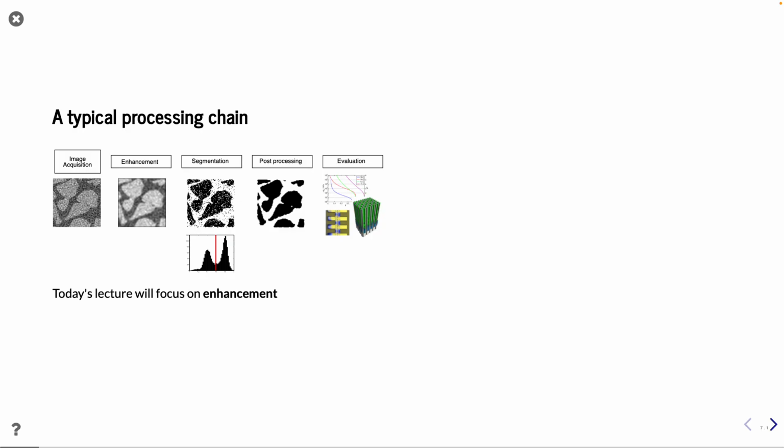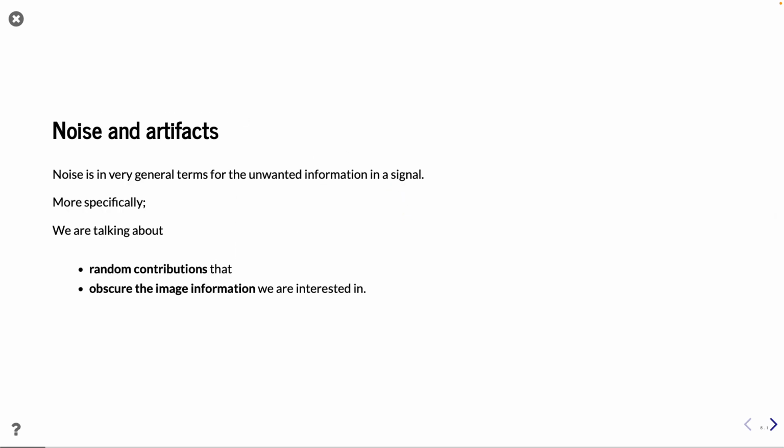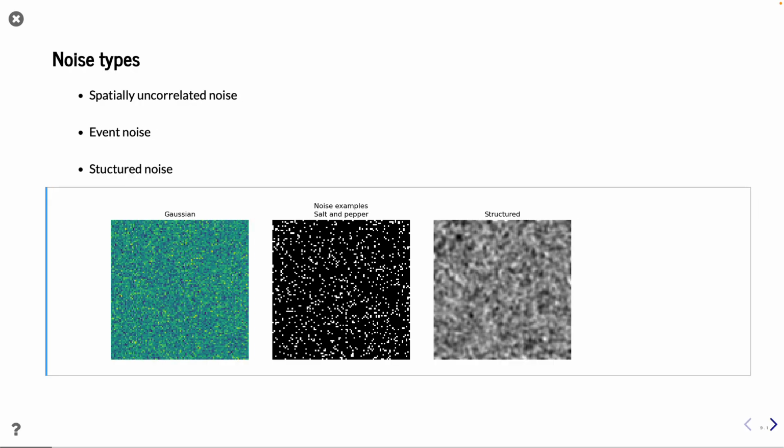And from that, you do some kind of further analysis. So that could be some segmentation, where you divide the image into different classes. Then you may need to do some post-processing because the segmentation was maybe not as good as possible. And then you do all your quantitative analysis based on the information you have extracted from the previous steps. But today we are essentially looking at the enhancement and how we can do it in different ways, and also how we can verify that it's actually doing the right thing.